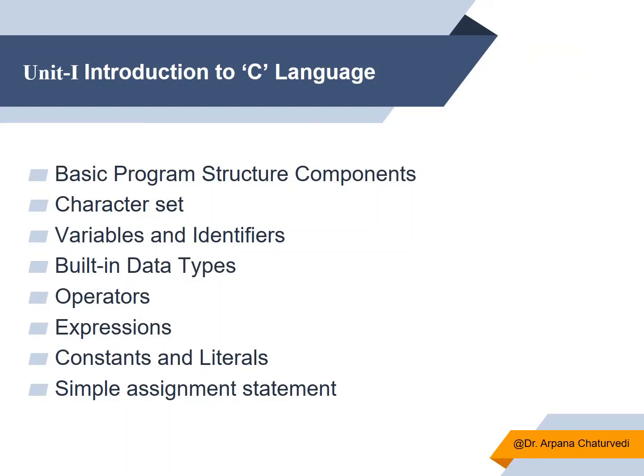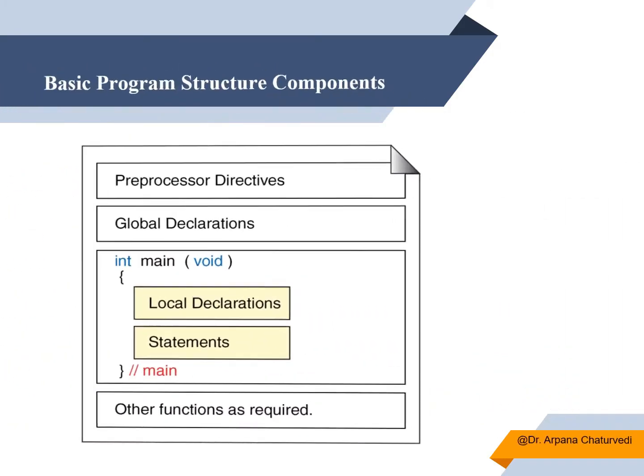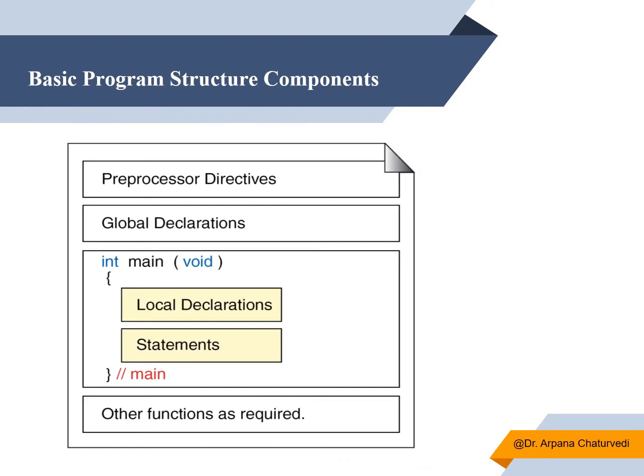Topic, the various concepts which we'll be covering today are basic program structure, components of C, character set, variables and identifiers, built-in data types, operators, expressions, constants and literals, and simple assignment statements. This is the basic program structure of a C program.